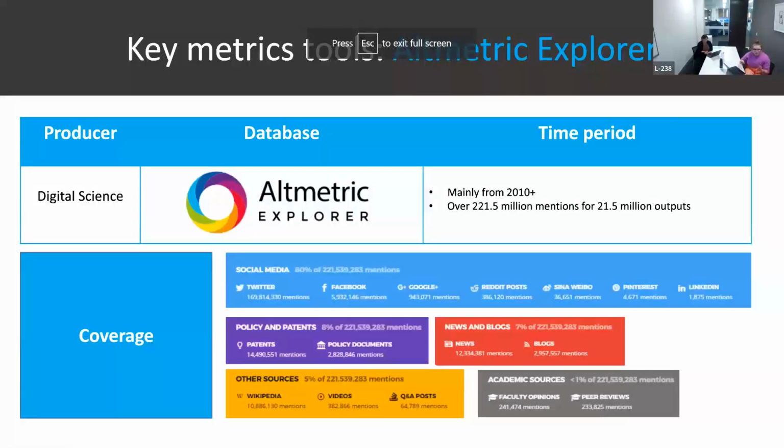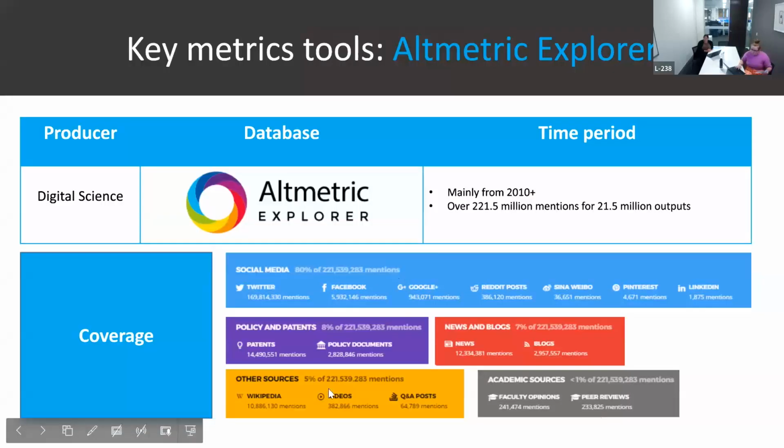Okay, so the next tool we are having a quick look at is Altmetric. That is a database that looks at alternative metrics. It looks at things like social media mentions, policy and patent mentions, news and blogs. You can see here all of the formats are categorized in different colors, and that makes up the Altmetric donut, all the different colors.